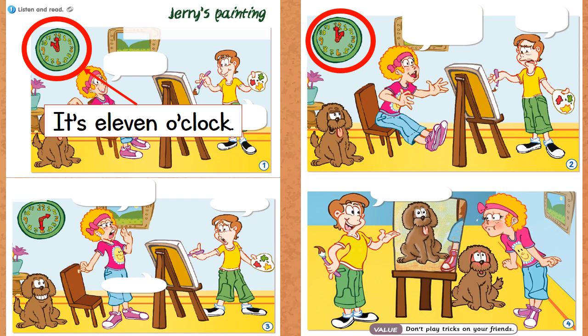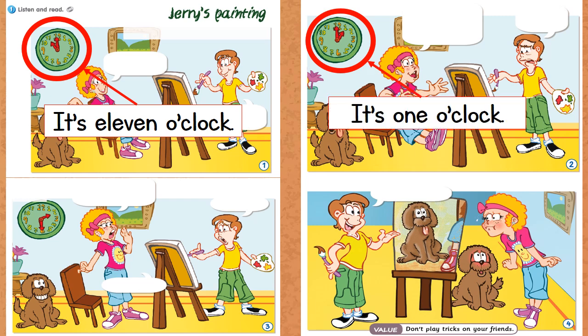Picture number 2. What time is it? It's 1 o'clock. Shorthand is at number 1 and the longhand is at number 12. So it's 1 o'clock. And the picture number 3, what time is it?